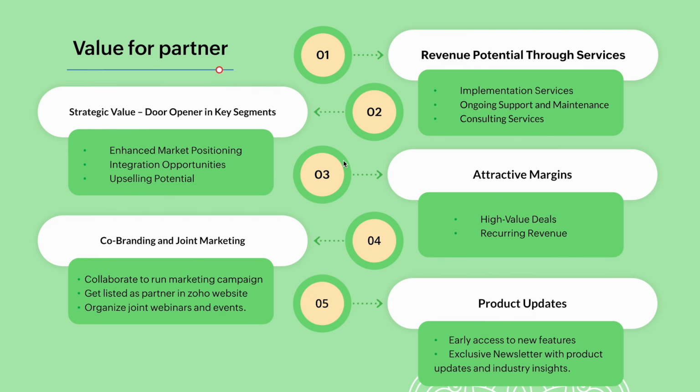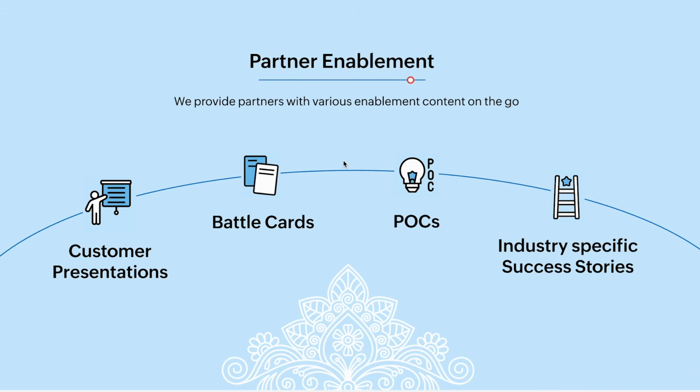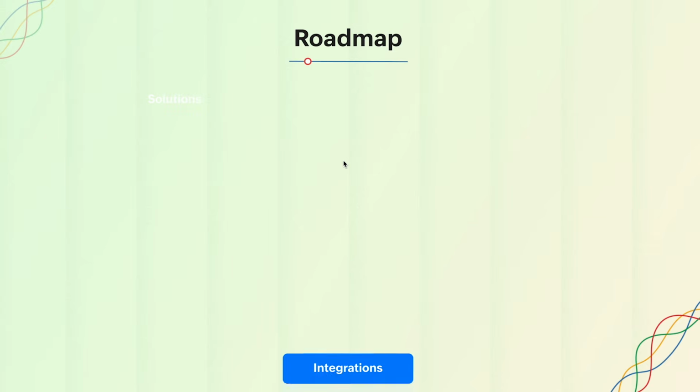We also help partners, integrators, and developers through various means, like co-branding and joint marketing. We share product updates, and we provide webinars like this to share knowledge with you, and we share battle cards against competitors. If you bring some of the customers, we can jointly do proofs of concept for them, and we can also share some industry-specific success stories with you.